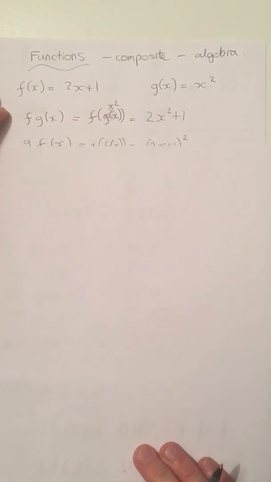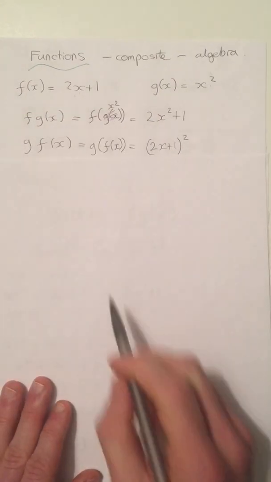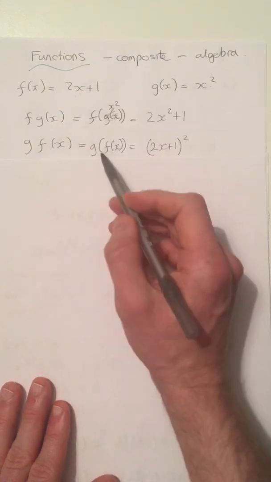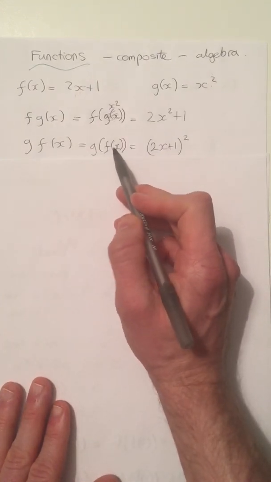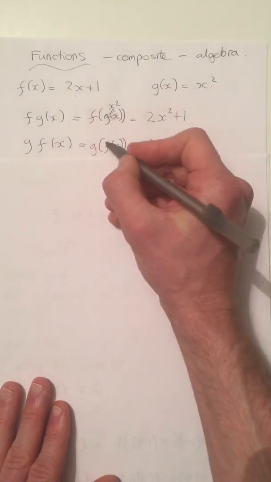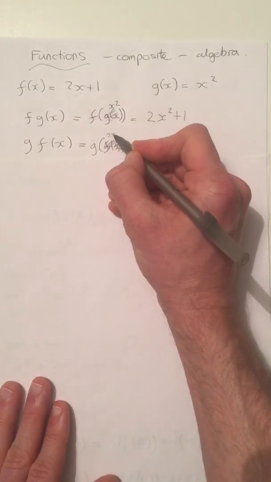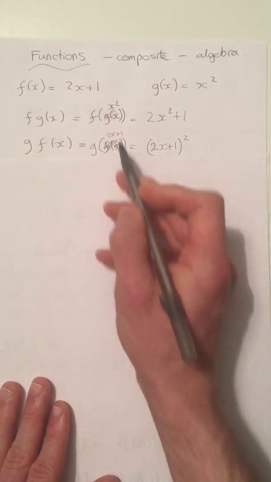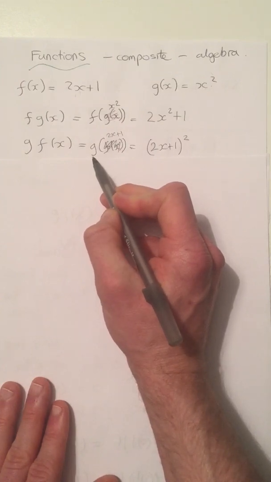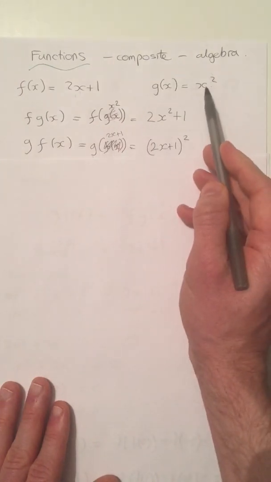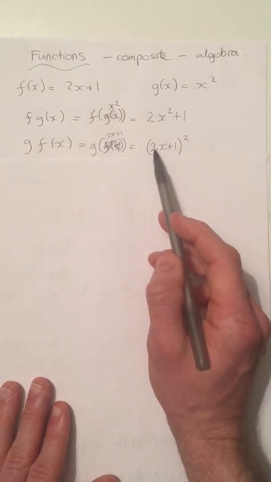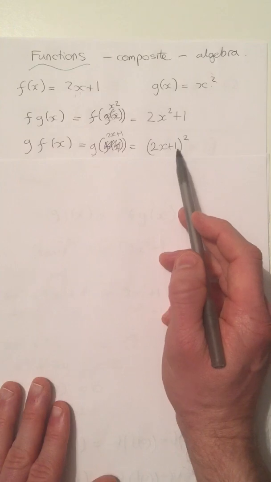Whereas, if it was the other way round, if I would have gf of x, that means the same thing as g of f of x. So to substitute the f of x function, which we know is equal to the 2x plus 1, and to substitute the 2x plus 1 into the g of x function. The g of x function is this, so if I substitute 2x plus 1 into this, I get 2x plus 1 all squared.